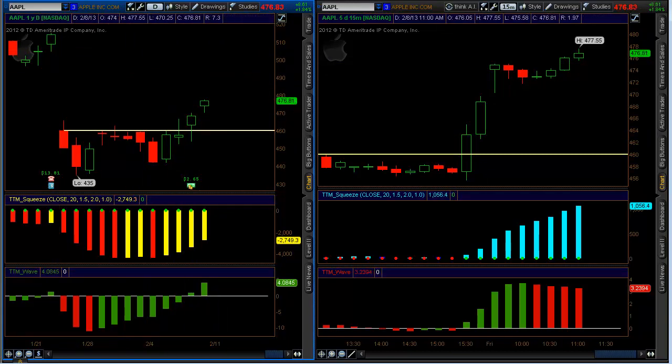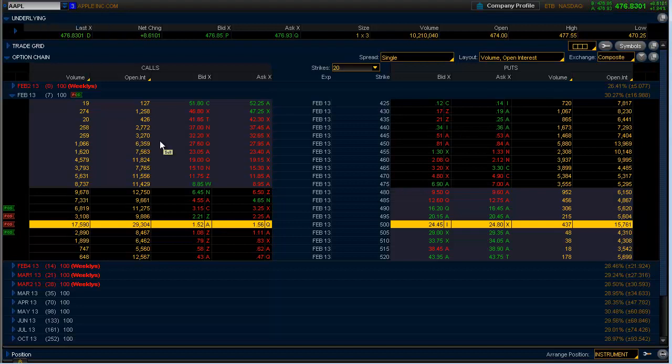So let's go ahead and quickly look at the option chain for Apple. You can see I have highlighted the 500 strike, both calls and puts, and we have a huge amount of open interest on the 500 calls, 29,000 contracts. Volume on that is very active today as well. You can also see a pretty decent amount of puts up there on the open interest, almost 16,000 contracts. So how can you play this?